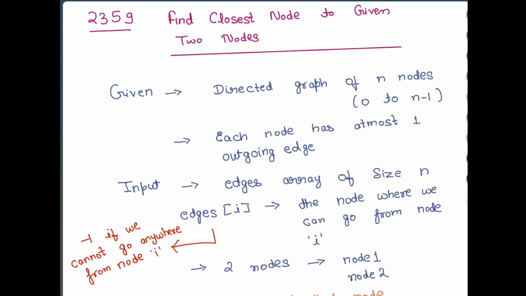In this video, we are going to solve the Leetcode problem of the day, and the problem is find closest node to a given two nodes. The problem category is of medium level, but I would say once you watch this video, understand the problem and the solution approach, this is going to be really easy for you.